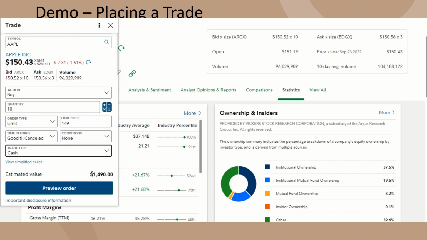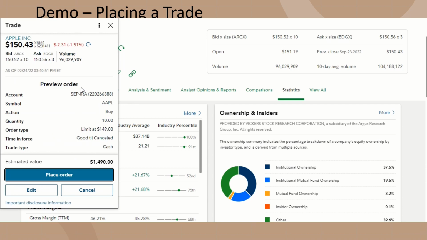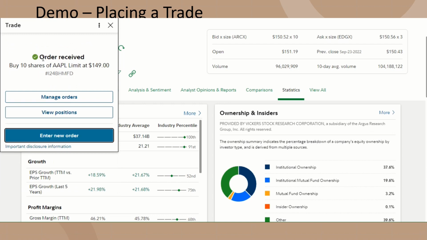So it says that the total amount is $1,490. Okay, and you can click on this preview order, and you will see the prices that you entered and the quantity. You can validate everything, and once you are clear with everything, you can place the order. In between, in case you want to edit the quantity, you can click on edit and adjust the quantity or the price if required. Now you're all set to place your first order. You can go ahead and click place order, and you will get a confirmation that the order is received: buy 10 shares of Apple, limit price at $149.